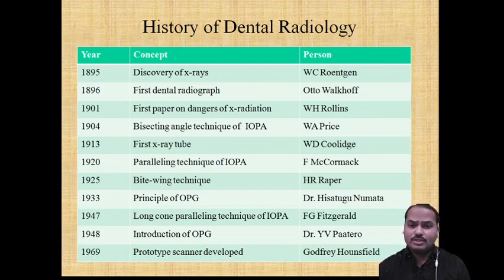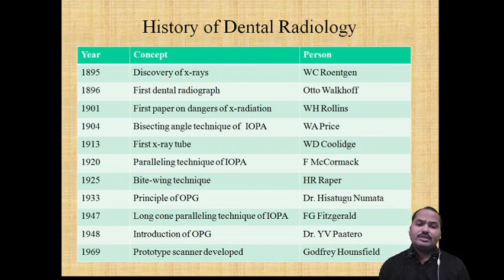was given by W.D. Coolidge. The paralleling technique of intraoral radiographs was given by F. McCormack in the year 1920. The bite-wing technique was given by H.R. Raper in the year 1925.